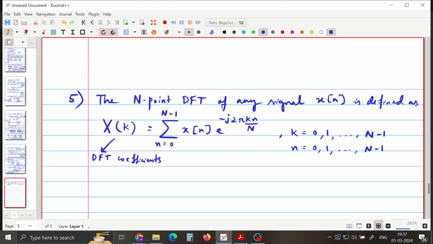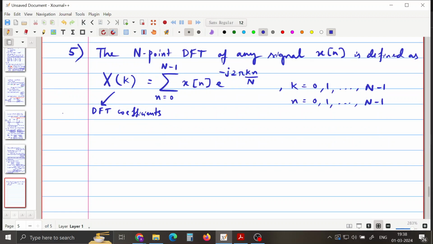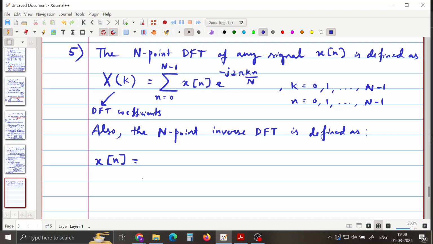So for an n point DFT, you would have capital N such DFT coefficients. Fine. Now, as I mentioned, we can also express the inverse DFT, the n point inverse DFT or IDFT, is defined as, now you are going back to the time domain, x of n, you are expressing x of n in terms of your DFT coefficients, just the reverse way.